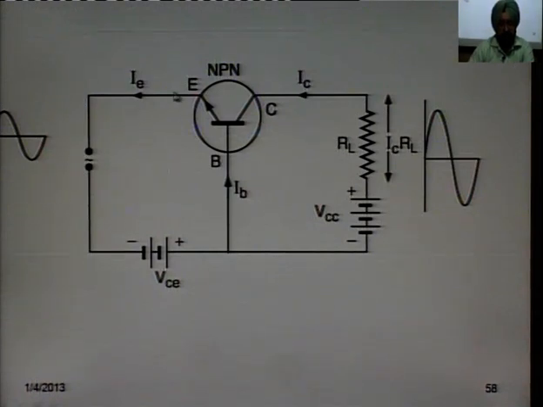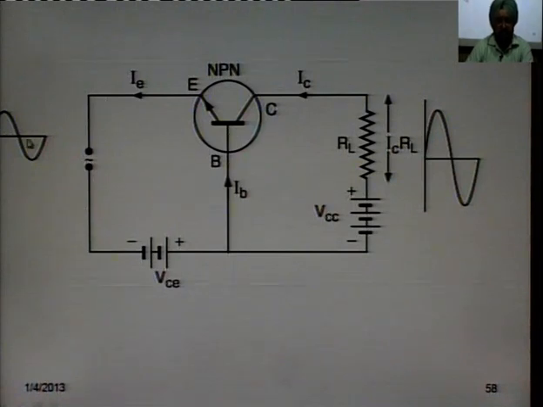You see, emitter current is shown as IE, it is an NPN transistor. So, base is P type, emitter is N type. You use a voltage, a battery, in between the emitter and the base. So, this is the input signal shown here.